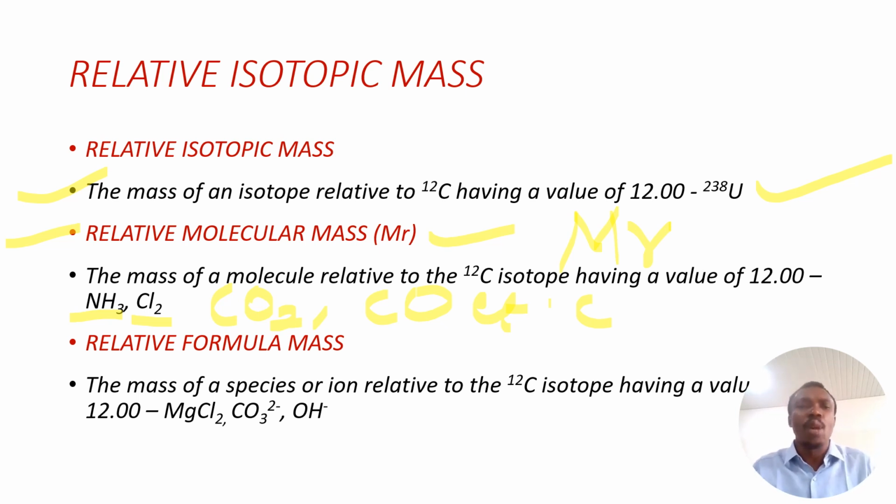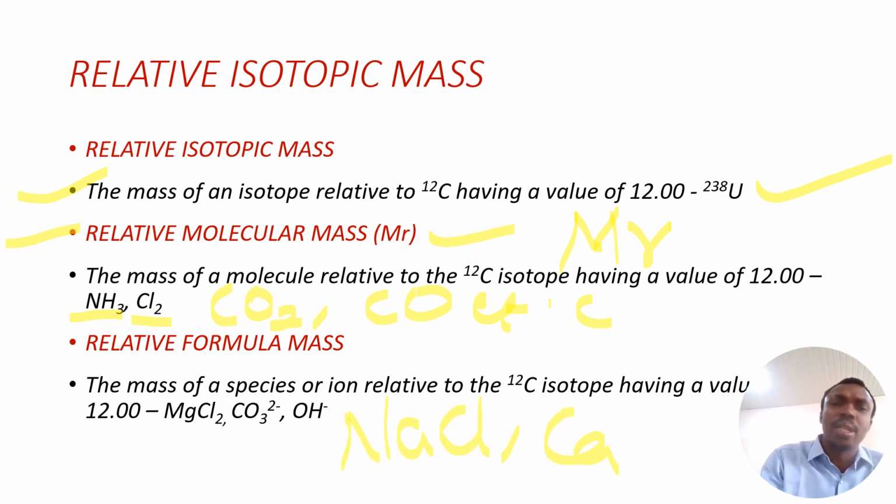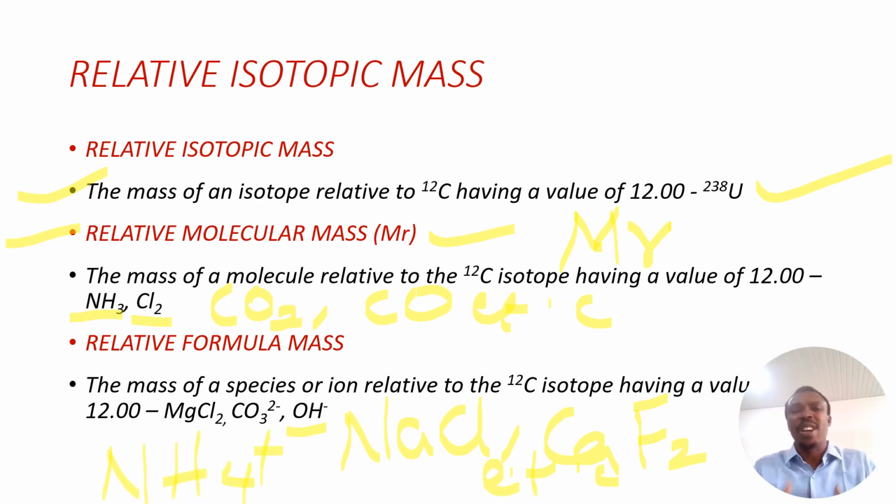Then we have relative formula mass. This is when we are referring to ionic compounds, substances that are made of ions, positive and negatively charged ions. So it is the mass of a species, or an ion, relative to the carbon-12 isotope having a value of 12 units. We talk about ionic compounds like sodium chloride, calcium fluoride, and the rest. Talk about ionic compounds, ammonium ion, talk about ions and ionic compounds.